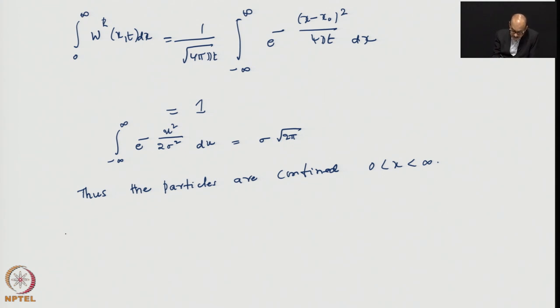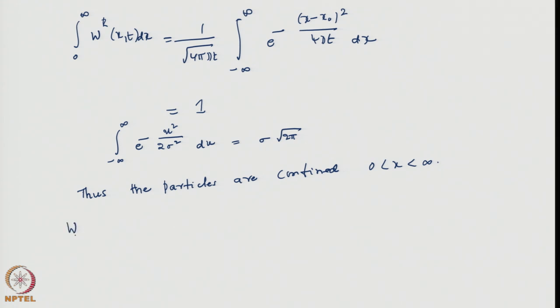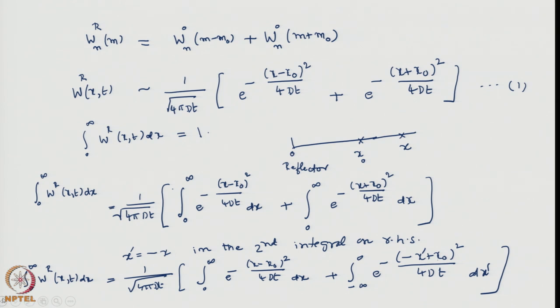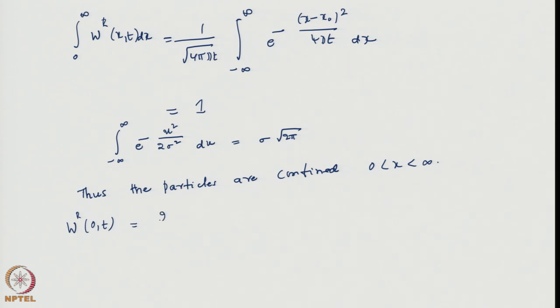We can find many things, for example, we can ask a question, what happens to the particle at the barrier? What is the probability of finding the particle at the barrier? So if you go back to our expression here, equation 1, if you put x equal to 0, it will be e to the power minus x naught square by 4 dt. This also will be e to the power minus x naught square by 4 dt. So it becomes twice. So you will have w 0 t will be 2 by square root of 4 pi dt e to the power minus x naught square by 4 dt.